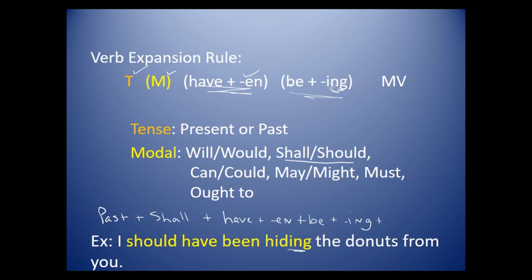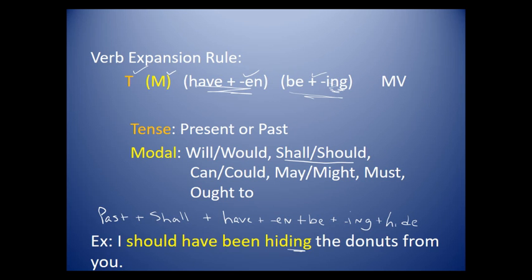You notice I'm not changing it. I'm writing it literally as be plus ing. I'm writing it literally as have plus en. And lastly is my main verb. My main verb sitting out here, hiding, and its base form is going to be hide. It's a great H. Look at that. I'm going to slant it like that.